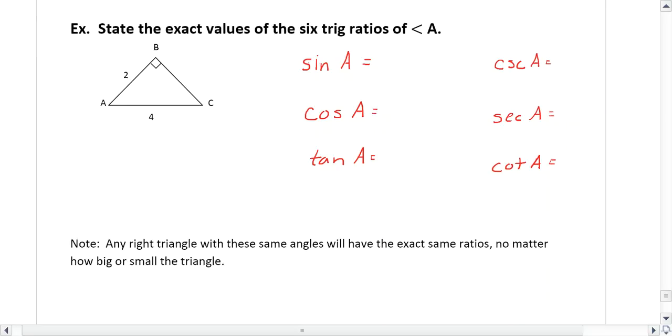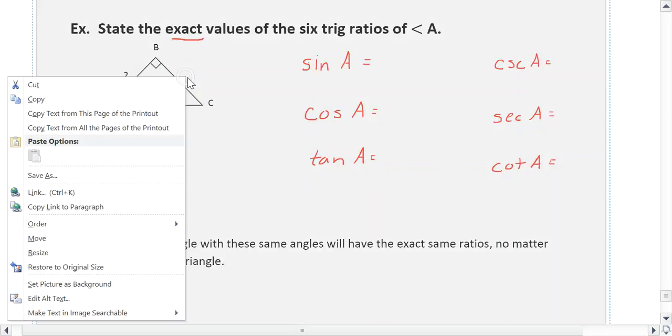In this example, we're asked to state the exact values of the 6 trig ratios of angle A. Now this word exact means do not do any rounding off, do not take any square roots, don't divide, give the exact answers, meaning you leave it in fraction form and radical form. So first we notice before we can find the 6 trig ratios of A, we are missing a side here. We need to find this side.